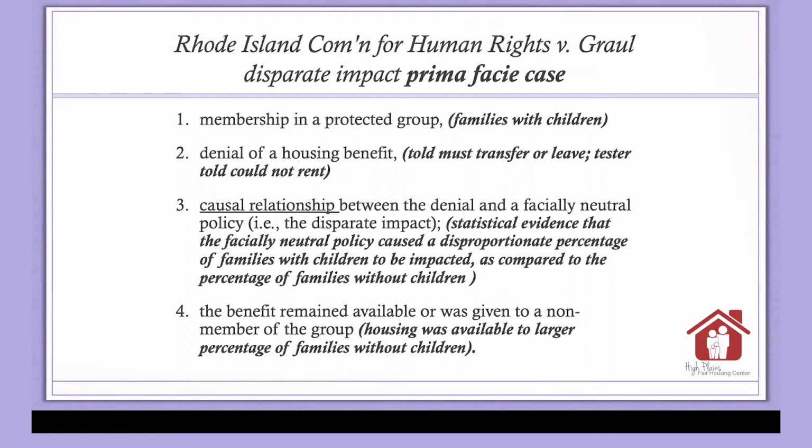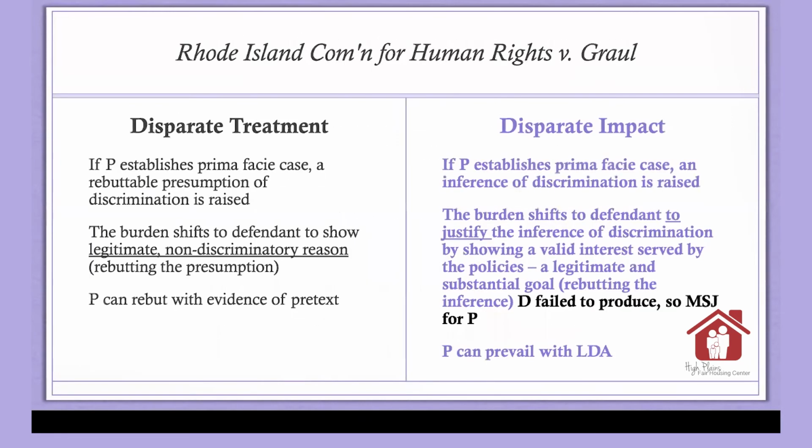And then the benefit remained available or was given to a non-member of the group, while the housing was available to a larger percentage of families without children. Families defined as 1 individual or 2 individuals, those are mostly families without children. So the prima facie case for disparate impact was properly articulated here.